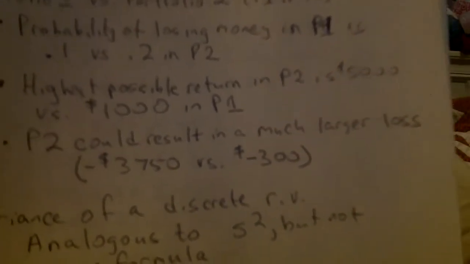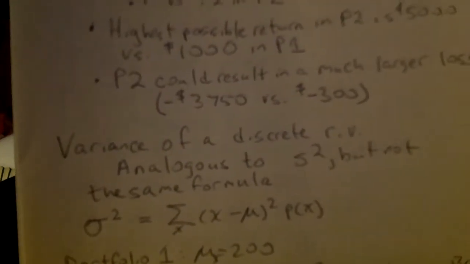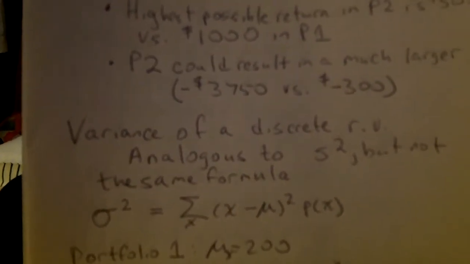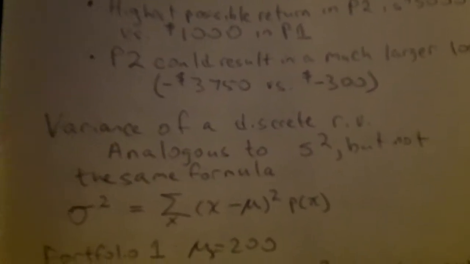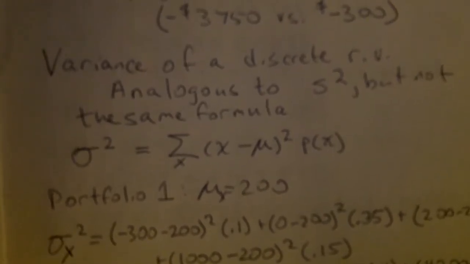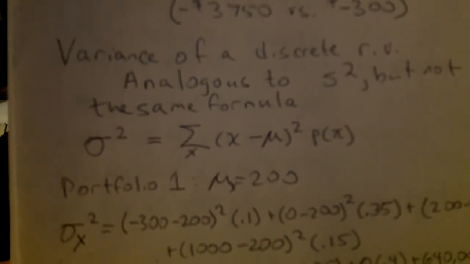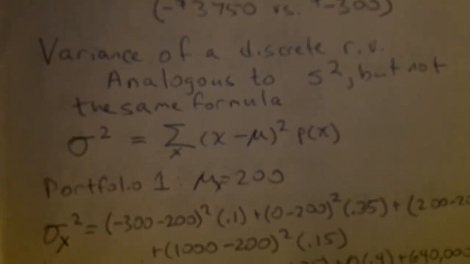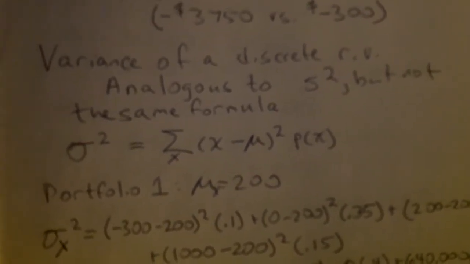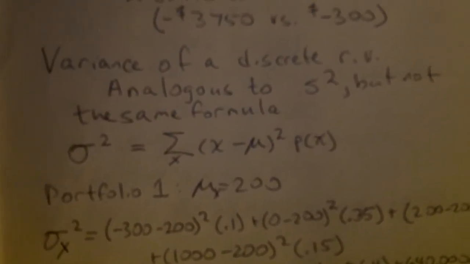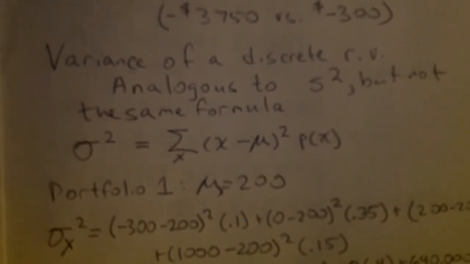So what we're going to calculate here is the corresponding value of the variance of a discrete random variable. What you can see there is the formula for sigma squared. Similar to, but not the same as the formula for S squared. We're taking each value of X, we're subtracting the mean, we're squaring that quantity and multiplying it by its probability, and then adding them up. So I've written both of these out here.